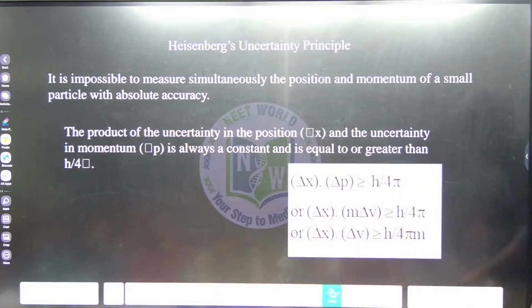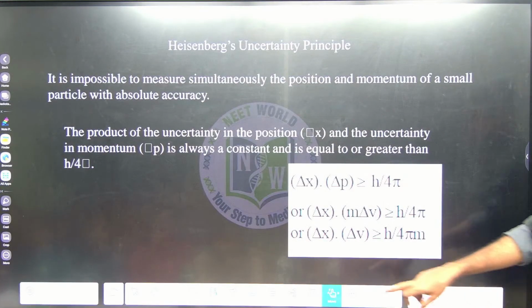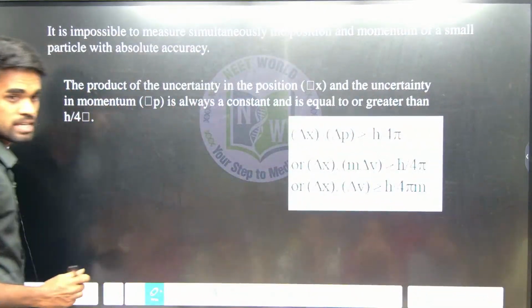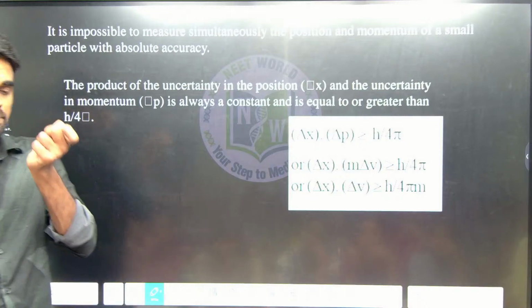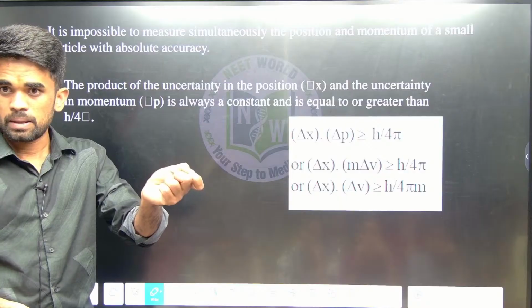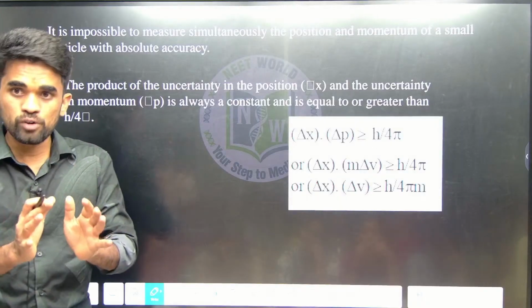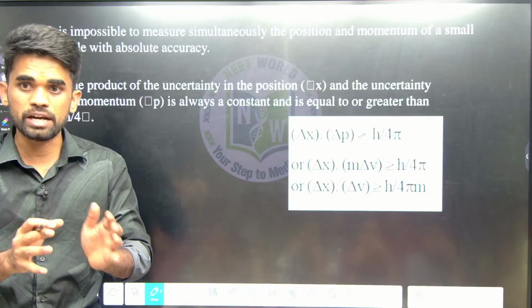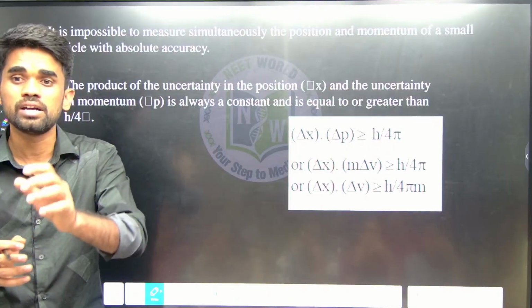Next one, what is this? Heisenberg's uncertainty principle. What this hypothesis says is that you cannot find the exact position and exact momentum of an electron simultaneously. If you try to find them, there will be some error in your measurement.